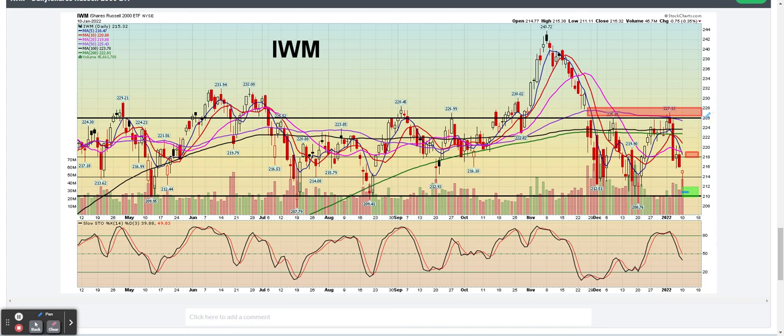We're still in this trading range, so I think anything in between is very difficult to predict the outcome. If it pushes above 226 to 228, like we mentioned before, it will be a different story. If it breaks down below 210, 209, it can get really ugly very quickly.